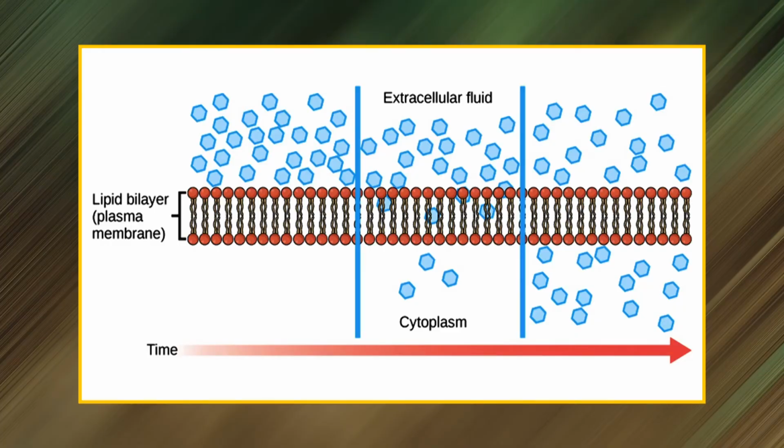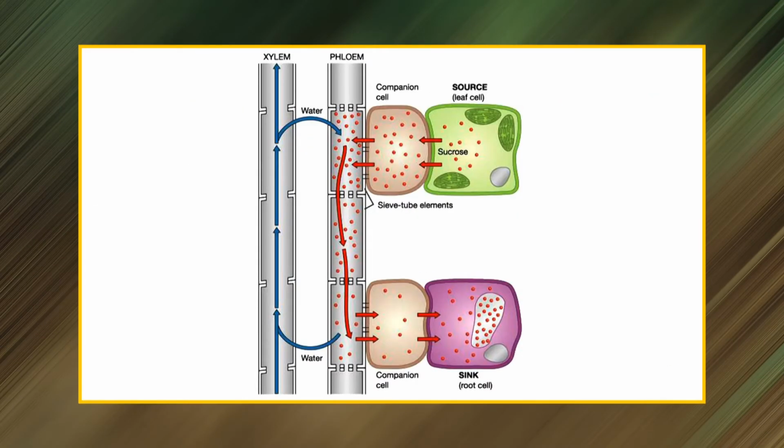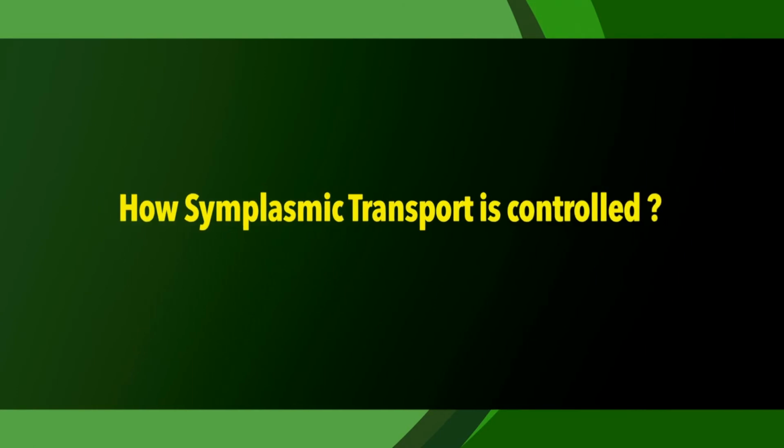Thus, the symplasmic flux is governed by the transplasmodesmal differences in solute chemical potentials, that is diffusion, or pressure, that is bulk flow modulated by plasmodesmal conductance. How is symplasmic transport controlled?